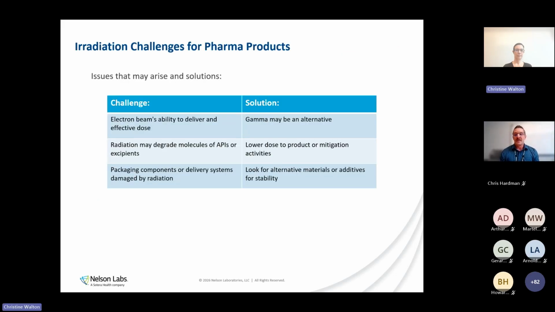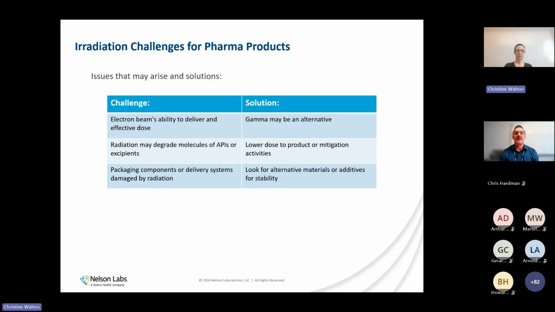So there are some challenges. I'm a radiation guy. It is very hard for me to admit, but there are some shortcomings sometimes. Very rarely, but I'd like to talk about those. So with radiation sterilization, electron beam, and specifically irradiating pharmaceuticals, electron beam can pose issues in being able to deliver an effective dose. That could be the result of shadowing or complexity of the product, but there's a solution. Gamma may be an alternative for that product.